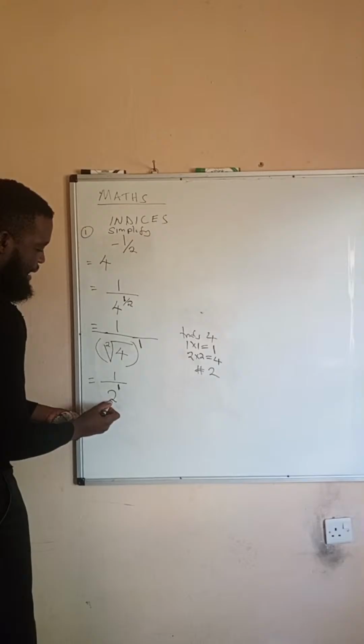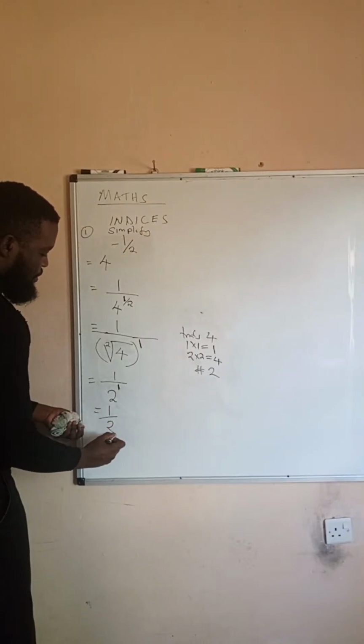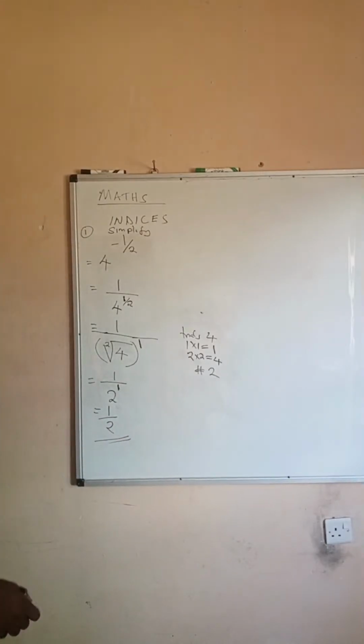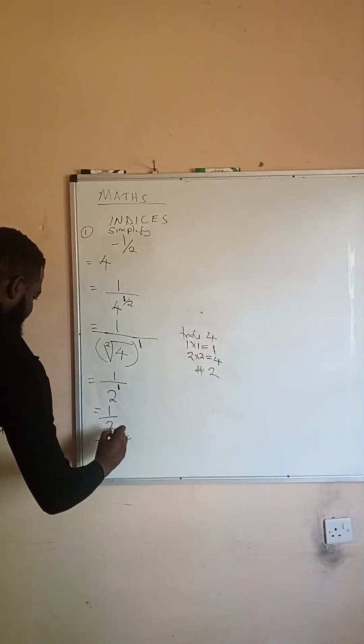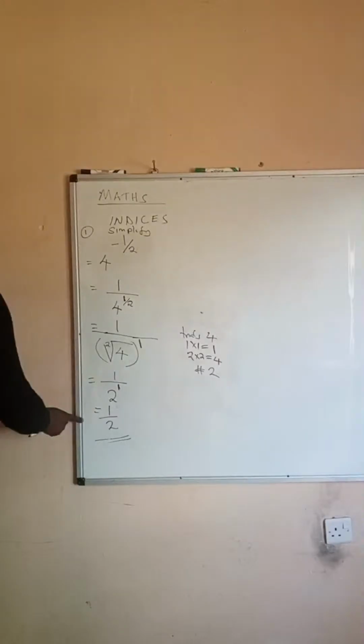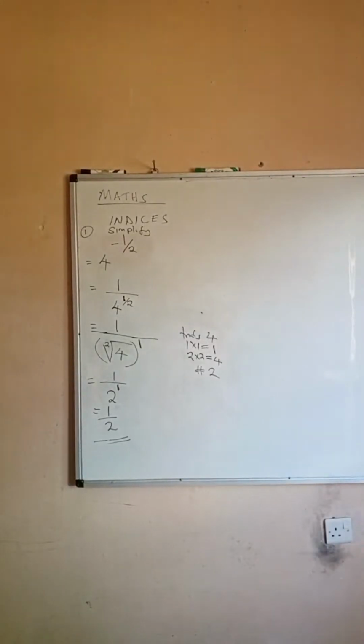Any number to the power 1 is itself. So we have 1 over 2. The answer there is half. I hope we have all understood how that is done.